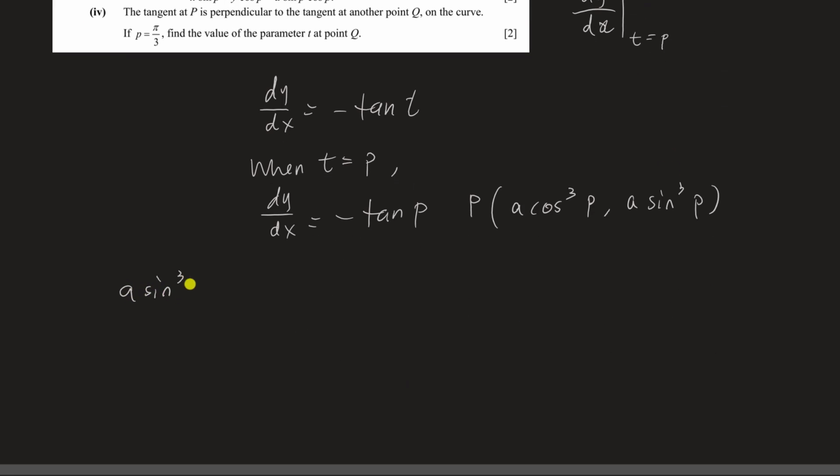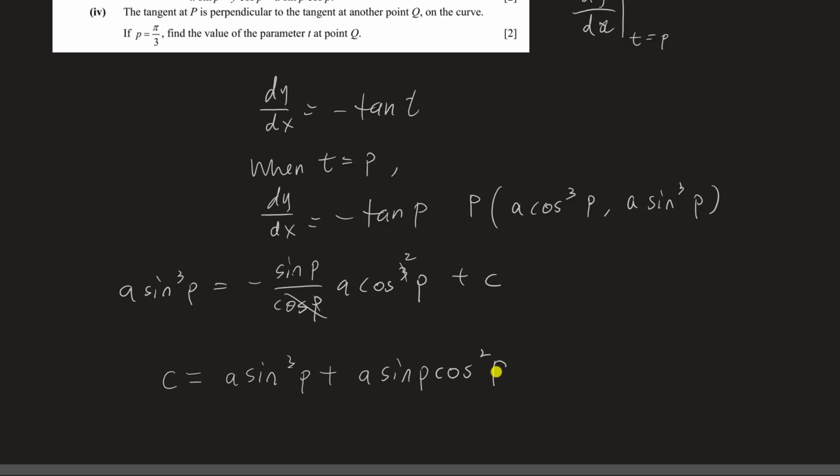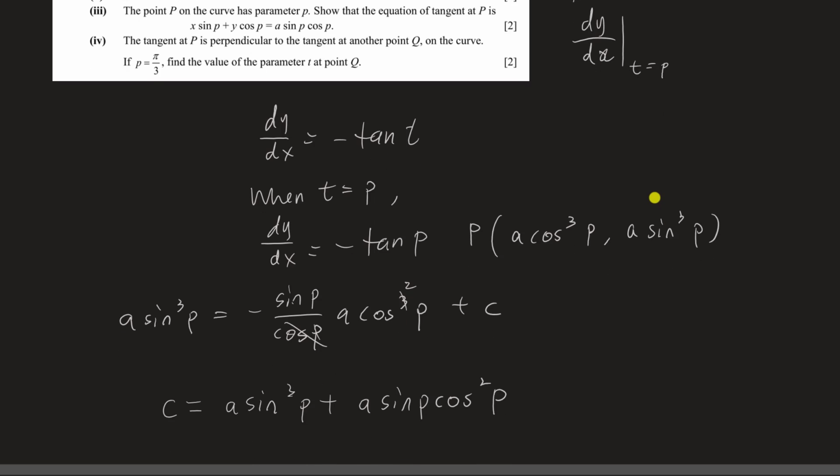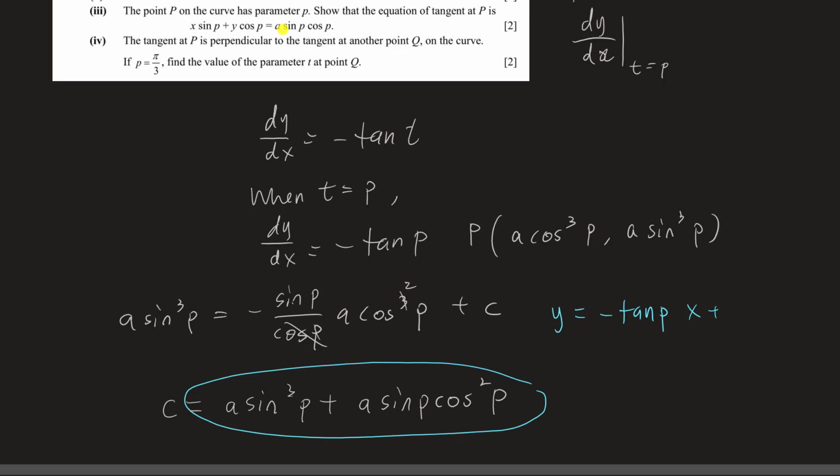Y equals to mx plus c, which gives you c equals to a sine cube p plus, I'm going to cancel this, a sine p cos square p, and therefore your gradient formula would be y equals to negative tangent p of x plus this long chunk. However, you notice that's not what they want you to show, so you got to brainstorm a bit and manipulate this until you see what they want you to show.